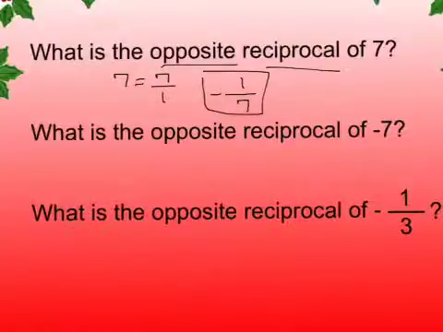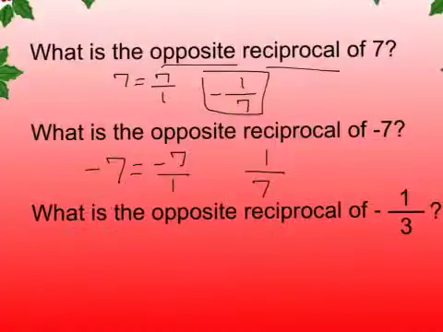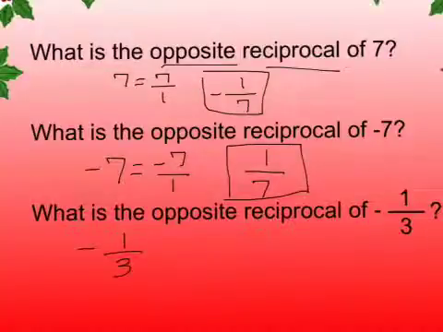So the opposite reciprocal of -7. Well, -7 is the same thing as -7/1. The reciprocal of that would be 1/-7, but we're going to change the sign so it becomes a positive instead. -1/3, opposite means it's going to become positive. Reciprocal means we flip it. 3/1 is the same thing as saying 3.